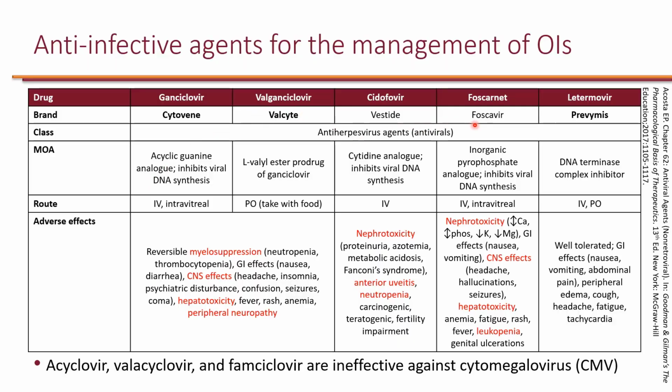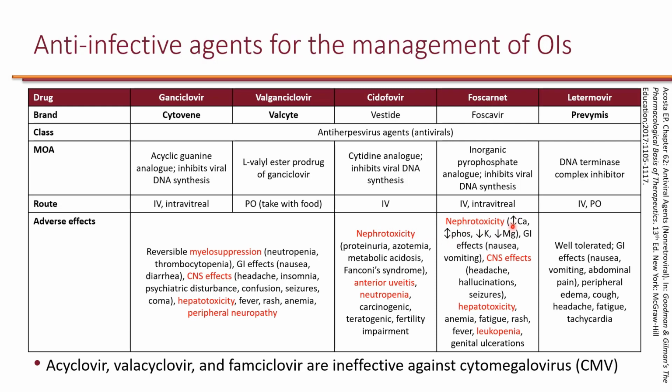Now let's take a look at foscarnet. So foscarnet is an inorganic pyrophosphate analog, so it is not a nucleotide analog, so the mechanism is very different. So when it comes to cross resistance, this becomes very important. But it does inhibit viral DNA synthesis, so the end product is the same. And it also has poor oral bioavailability, so it's only available as IV, and it can also be injected into the eye.